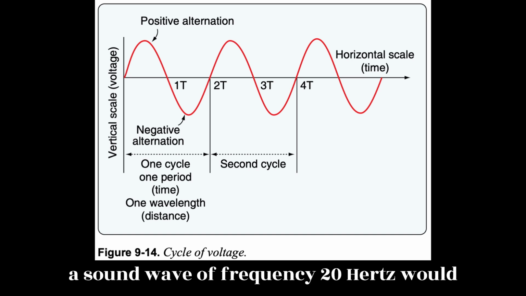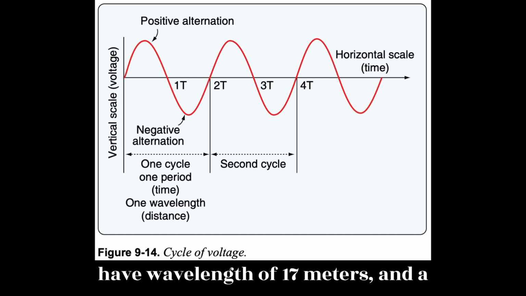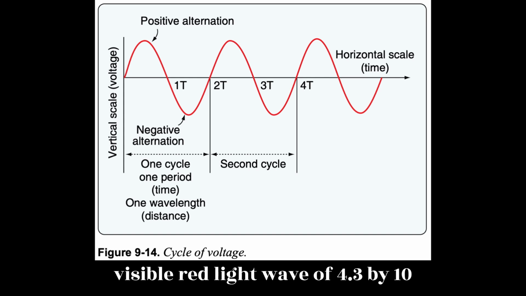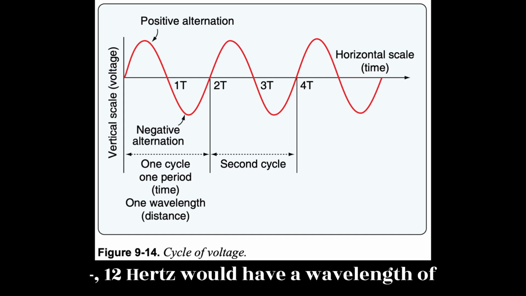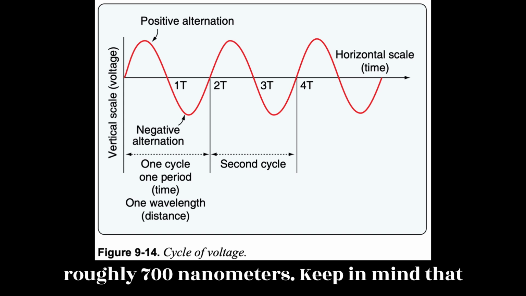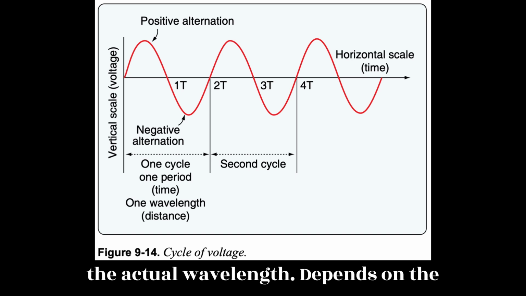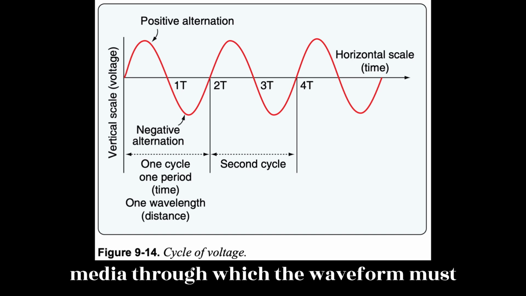For example, a sound wave of frequency 20 Hz would have a wavelength of 17 meters, and a visible red light wave of 4.3 times 10^14 Hz would have a wavelength of roughly 700 nanometers. Keep in mind that the actual wavelength depends on the media through which the waveform must travel.